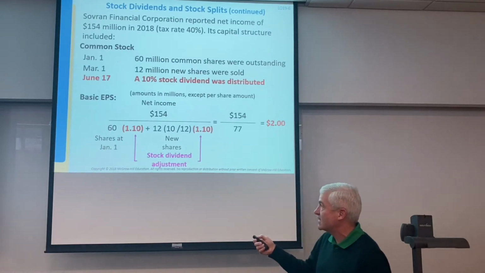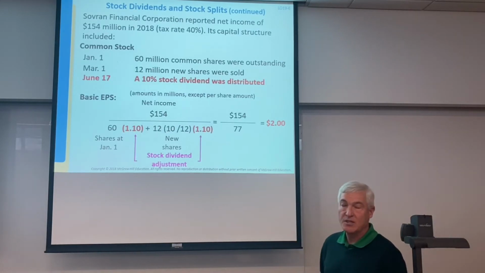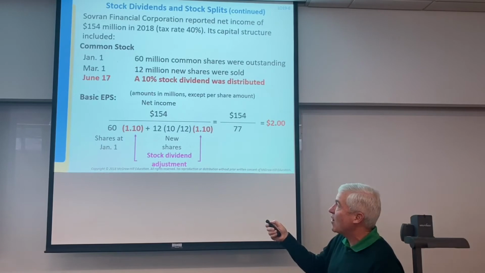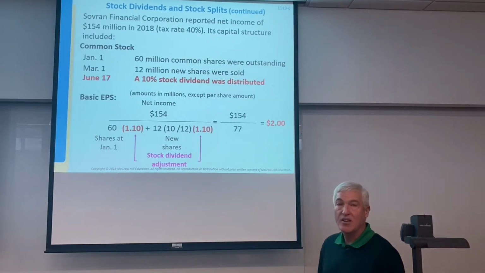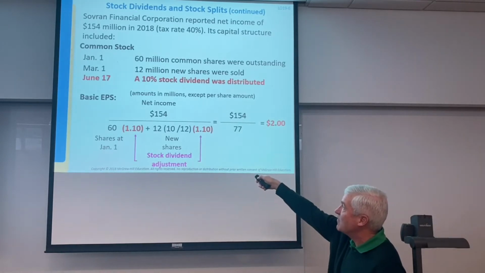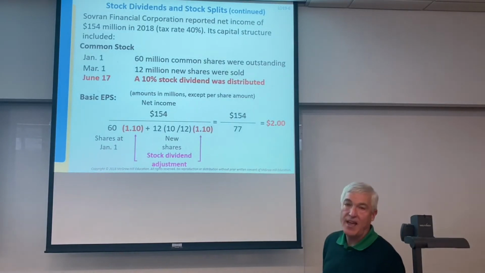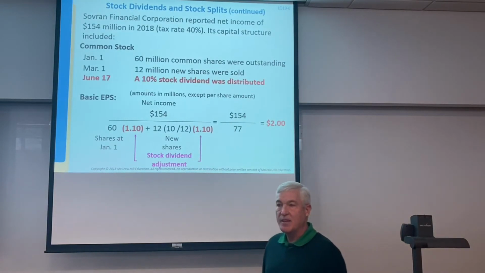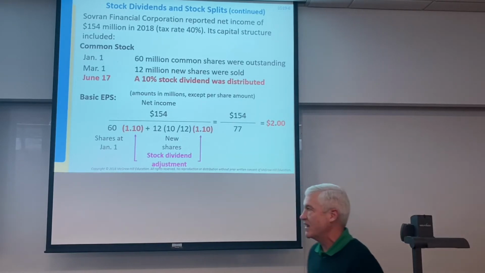And so we multiply that 60 times 1.1. Well, guess what? This happened after March 1st. So therefore, these 12 million also got another 10%. So we take 1.1, that's that 10% increase, on this calculation also. Again, why? Because this stock dividend happened after this. If this had happened before, we wouldn't multiply that by that. So you have to think through this and use some logic here. If you don't understand it from the lecture here, get in the textbook and figure this out, because you're going to have to understand this for the exam.